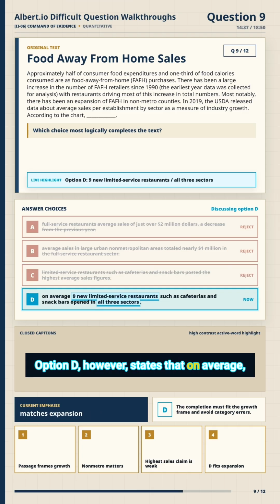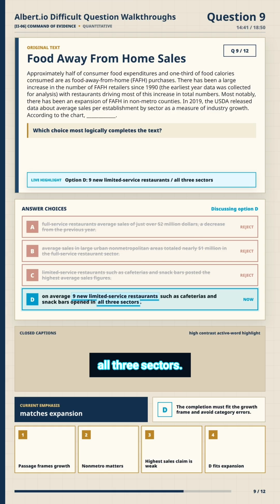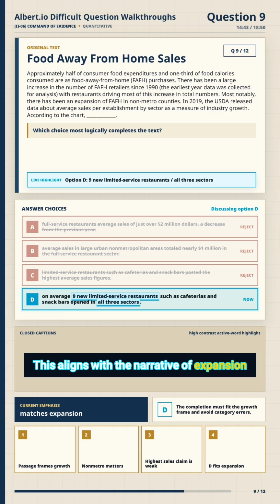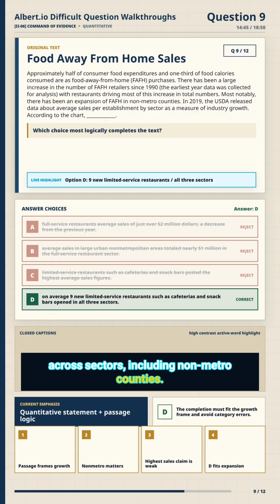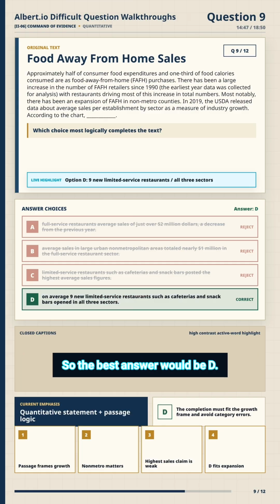Option D, however, states that on average, 9 new limited service restaurants open in all 3 sectors. This aligns with the narrative of expansion across sectors, including non-metro counties, so the best answer would be D.